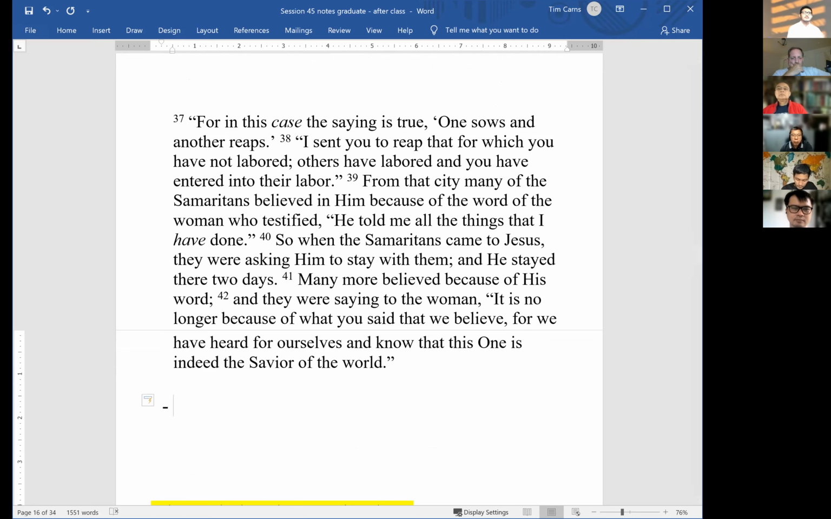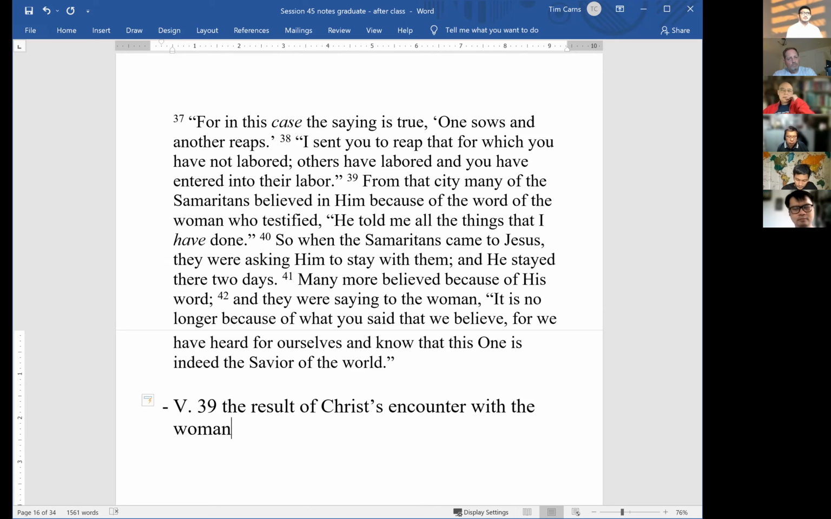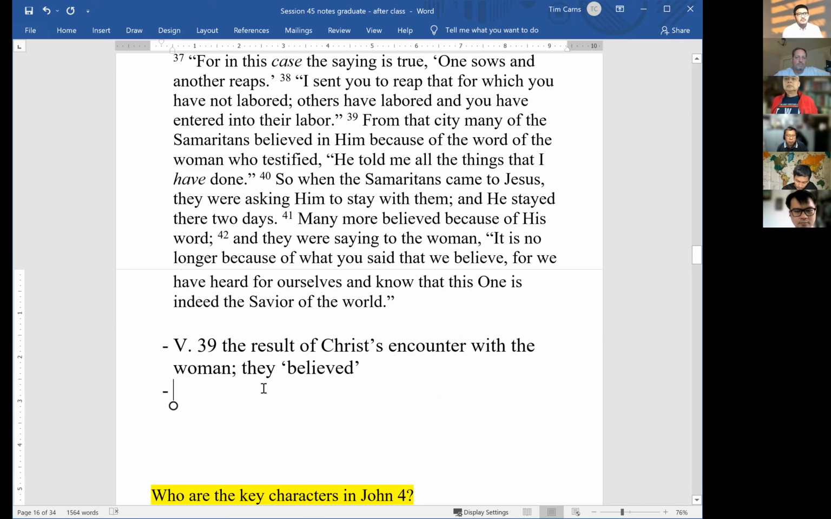In verse 39, Pastor, the result of Christ's encounter with the Samaritan woman is that when she came to the city, she shared what happened to her, her very experience with our Lord Jesus Christ, and the Samaritans desired to see him. In verse 40, the Samaritans decided to join the woman to see Jesus Christ, and they asked Jesus to stay with them, which led to many converts.